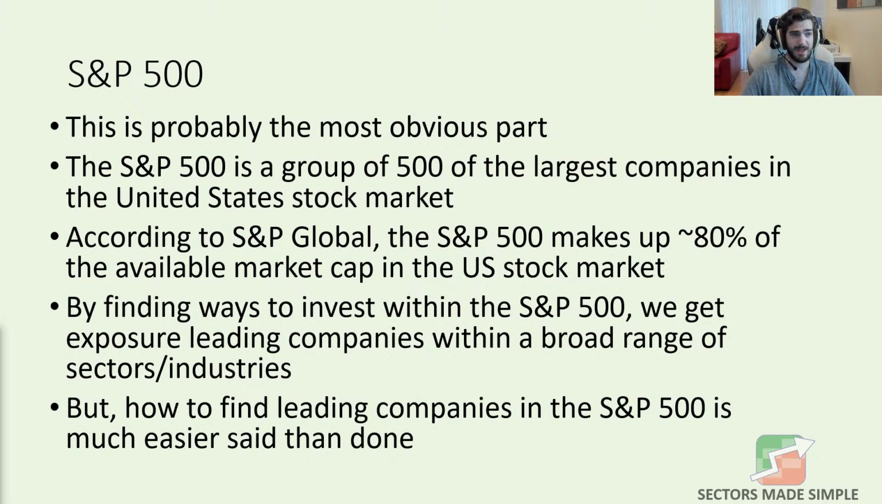First word, S&P 500. I guess, okay, that's 4 words. But it's the first word. This is probably the most obvious part of the project. This is a group of 500 of the largest companies in the US stock market. According to S&P Global, Standard & Poor's Global, the S&P 500 makes up about 80% of the market cap in the US stock market, while the number of companies in it is less than 10%. Talk about top heavy, right?